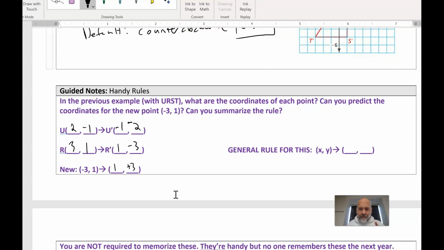So when we have the coordinates of the point, we're supposed to switch them. So I can make it y comma x, except the second one becomes the opposite of what it was before. So the second one, it was positive. 2 was positive, then it became negative. 3 was positive, then it became negative. Negative 3 was negative, but then it became positive. So that second one becomes the opposite. Remember, putting a negative sign there doesn't make it negative. It makes it the opposite of what it was before. And so that works for our pattern there.